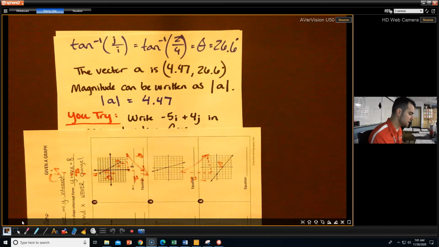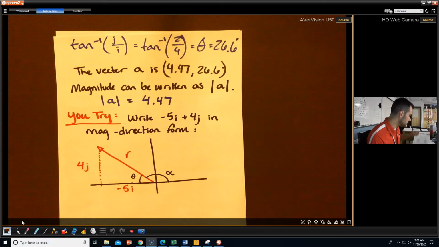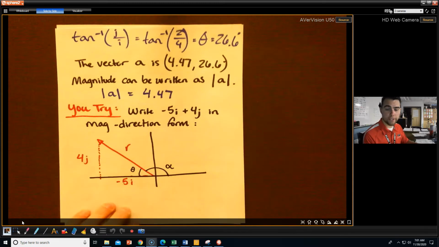A lot. Okay? So now I want you guys to try this one. I want you to try and write this vector in magnitude direction form and just see how far you get. Okay? Go for it.